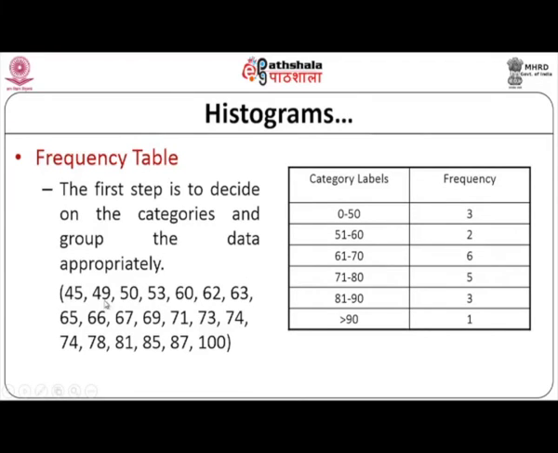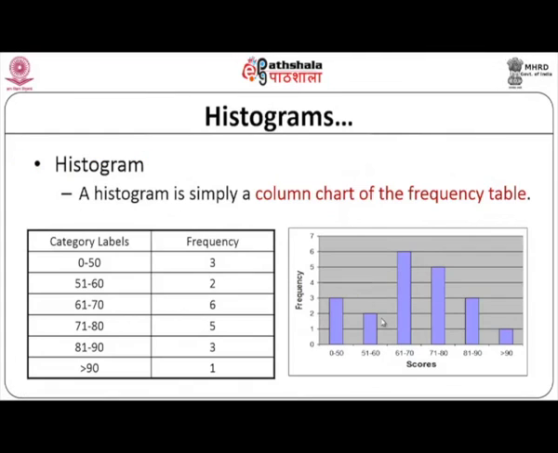Then take the second data 49. This data also belongs to this categorical label, therefore set the counter to 2, that is, increment the counter by 1. Likewise, take each and every data from this data set and identify to which category it belongs. Accordingly, you define the frequency. Now I have got a set of categories and the frequency of occurrence of data points in these categorical labels. Now this may be used for the purpose of defining a chart.